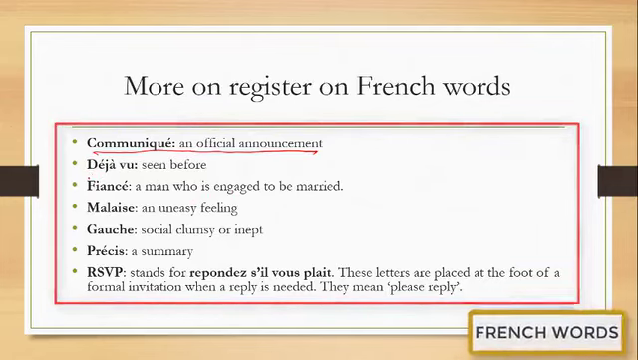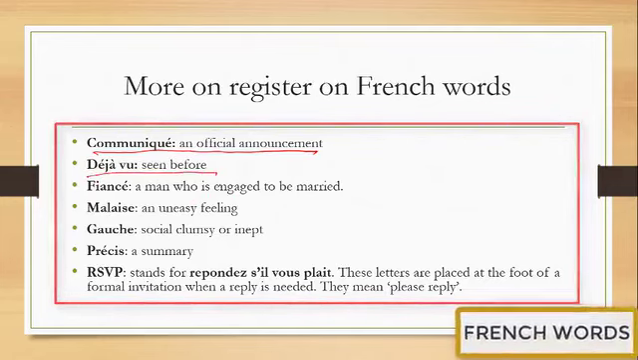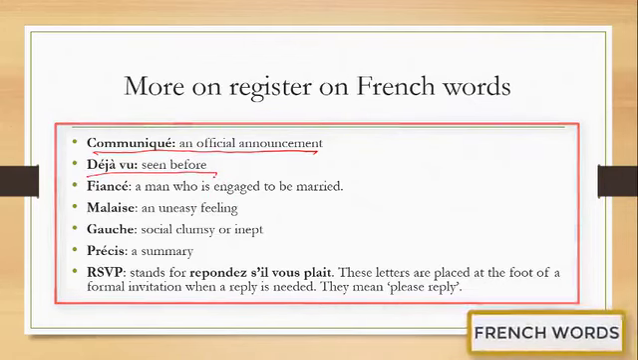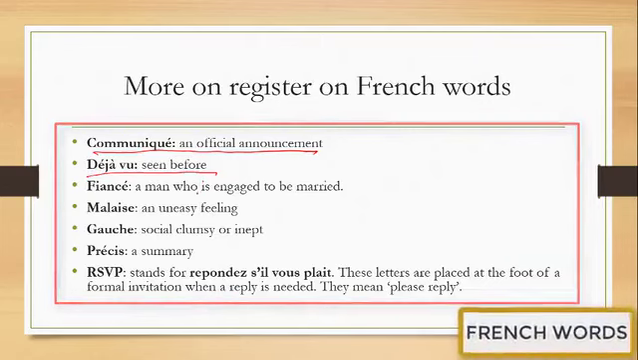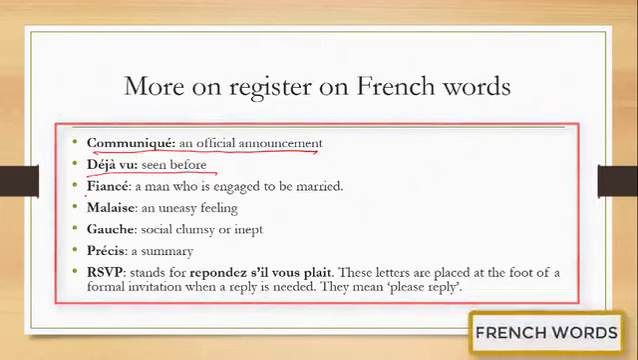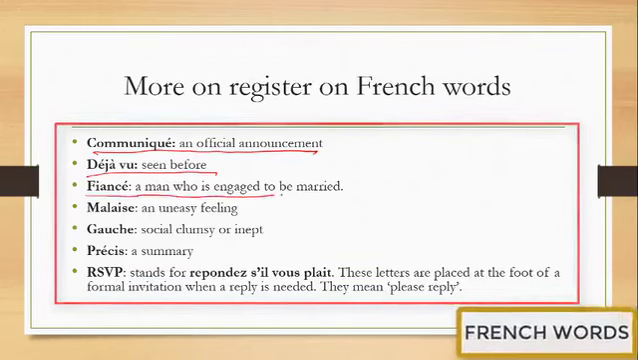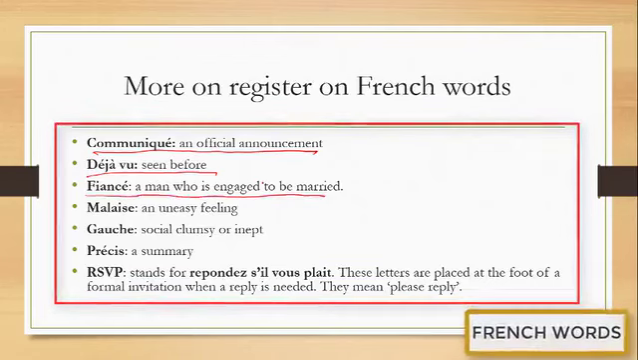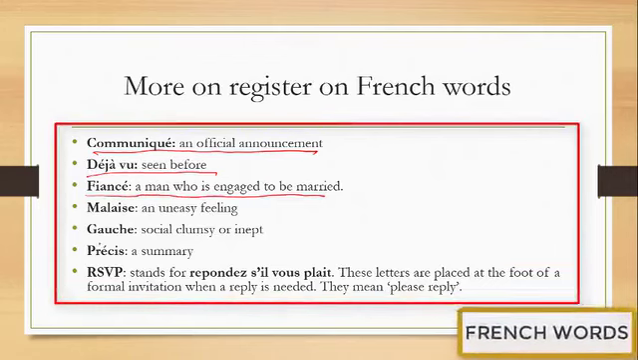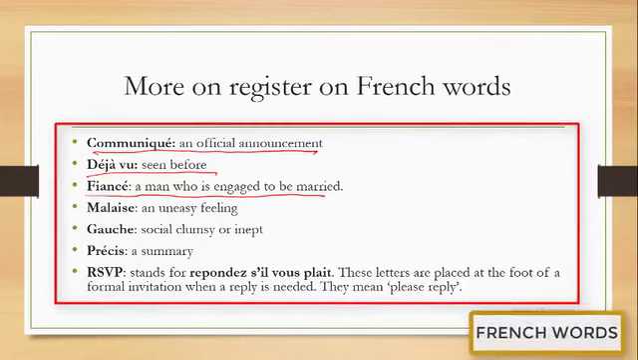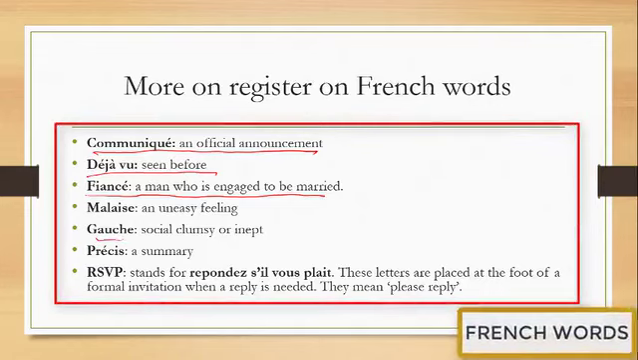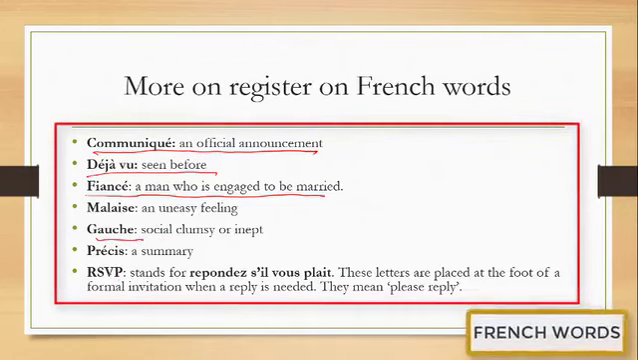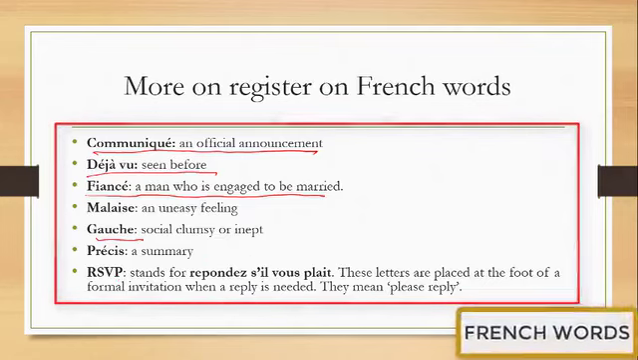Then we have the word déjà vu. Déjà vu means seen before. Then we have fiancé, who happens to be a man who is engaged to be married. Then we have what we call gauche. Gauche means something that is clumsy, socially inept. Then we have répondez s'il vous plaît.